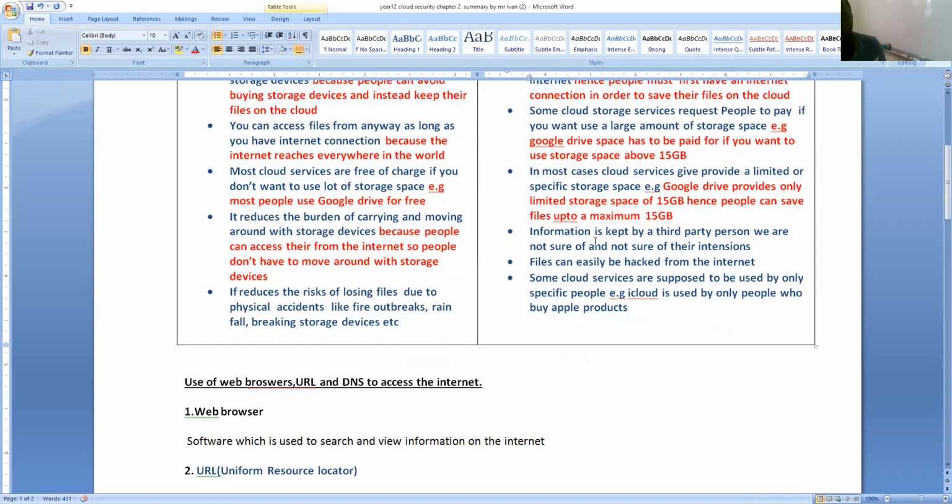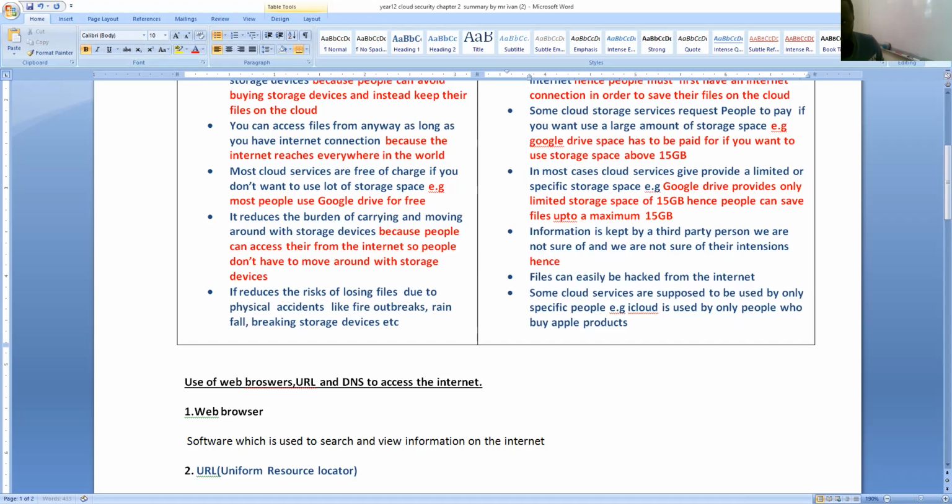Next, information is kept by a third party person. We are not sure of their intentions. What does this mean? This means that we don't know who's keeping the data. Yeah? Yeah. We don't know who's keeping the data here. Hence, you will not know.